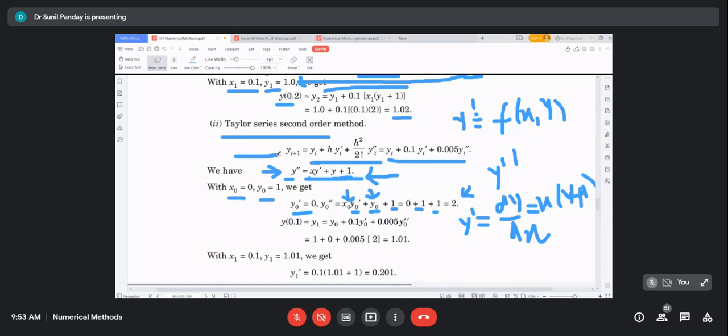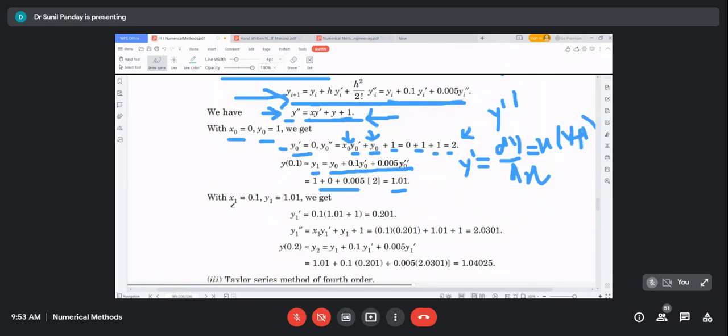Now in this Taylor series second order method, you put i equal to 0. If you substitute i equal to 0, you will get y1 equals y naught plus 0.1 y dash plus 0.005 y double dash naught. And then you substitute all the values. y naught dash is 0, but y naught double dash is 2. So after simplification, this is the value of y at 0.1.